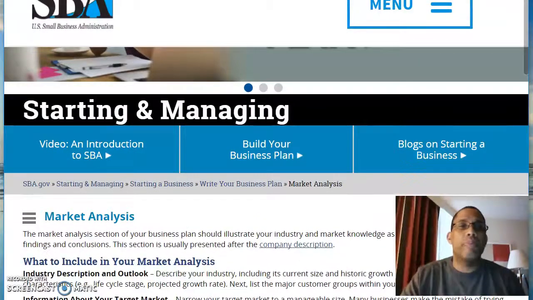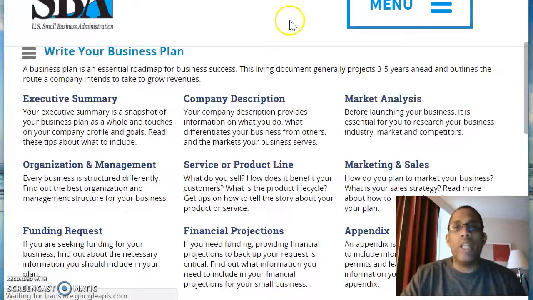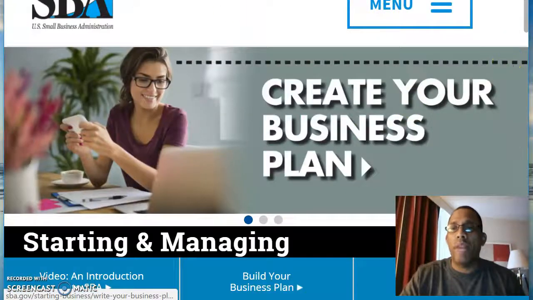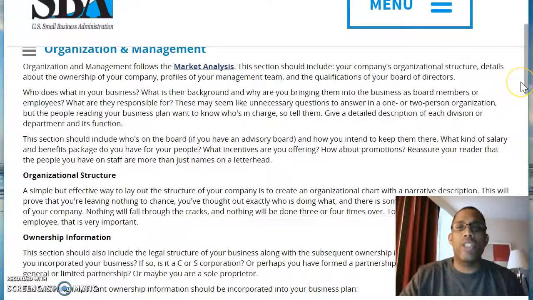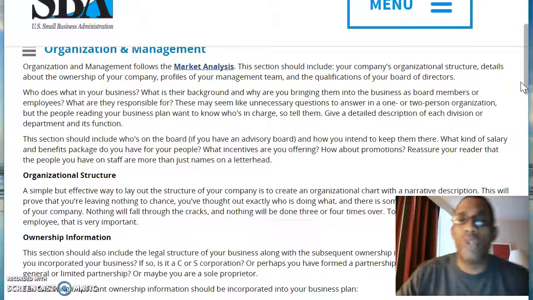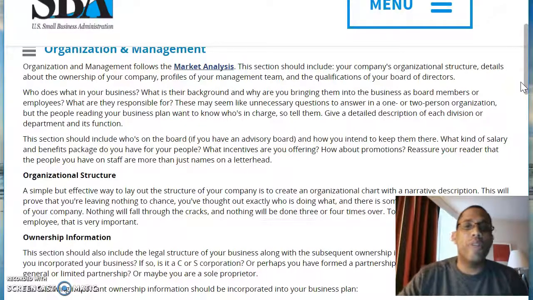All right, so let's go back. Organization and management was the next part. We highlight that, scroll down, and ask, what has to be in organization and management? This section should include your company's organizational structure, details about the ownership of your company, profiles of your management team, and the qualifications of your board of directors if you have them.